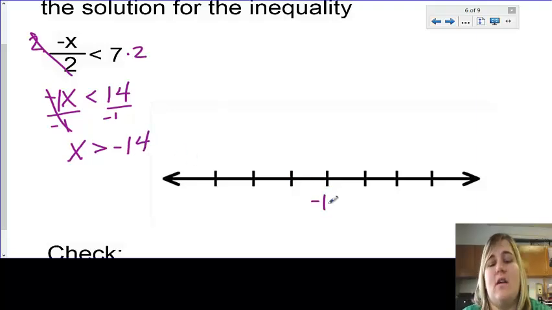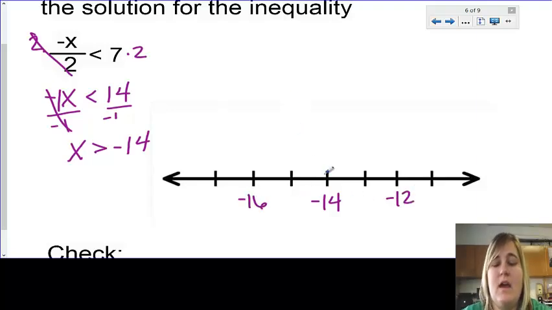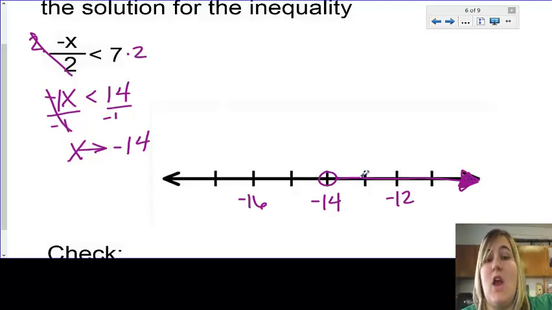So I'm going to graph that. Negative 14 I'm going to put here. Negative 12, negative 16. And my point I know is going to be at negative 14. And if I make my sign into an arrow, I see it shades to the right. So I'm going to shade to the right. I didn't shade in my point because I didn't have an equal to, so it stayed open.